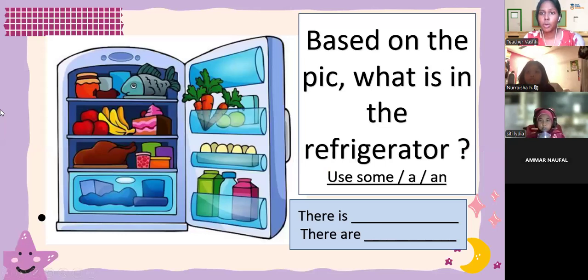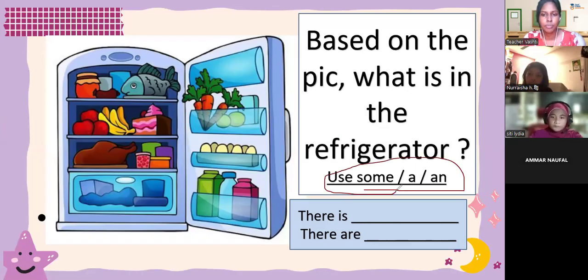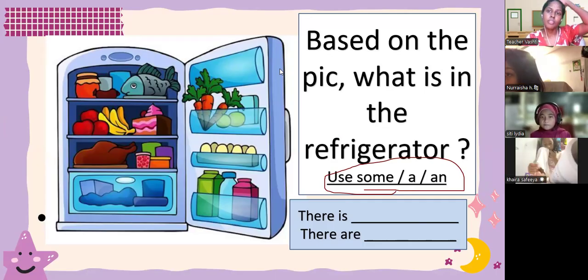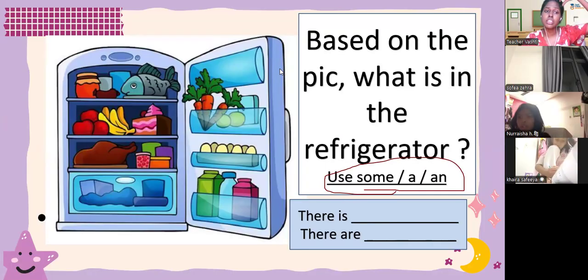Based on the picture, what is in the refrigerator? I want you to write for me 2 sentences. Tulis 2 ayat. Guna some, a or an. Gunalah 3-3, anything. Tengok cikgu punya fridge first. What is in my refrigerator? 2 soalan je. 2 ayat saja. There is dengan there are. Write for me in the chat box. I want answer in the chat box.